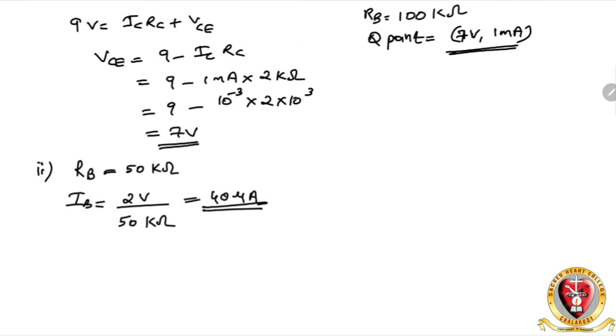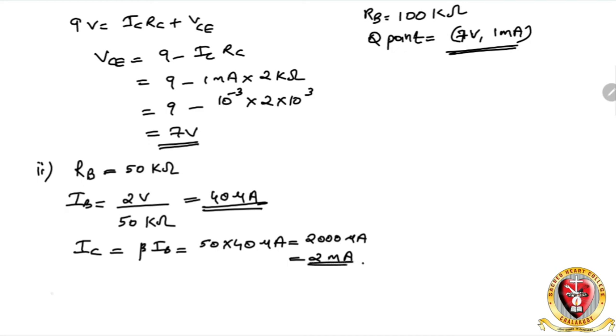So in the initial case, IB is equal to 20 microampere, but here IB is equal to 40 microampere. Therefore, IC also gets increased 2 times. So IC is equal to beta IB, that is equal to 50 into 40 microampere. So that is equal to 2000 microampere, that is equal to 2 milliampere.